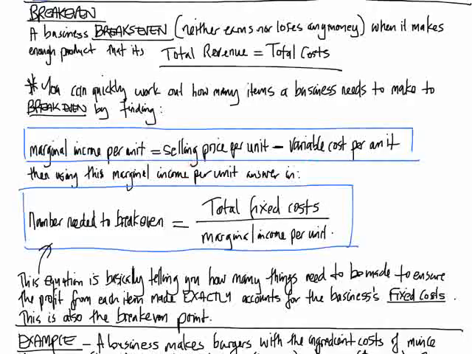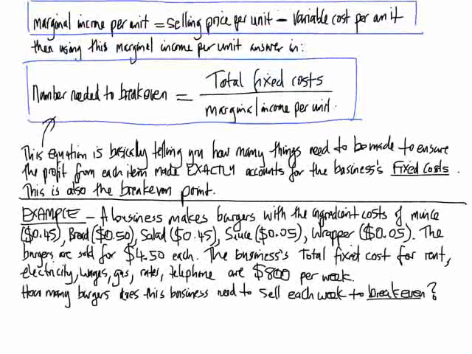Once you've found that out, you can input it into this equation, which will tell you the number of those things you need to make to break even, which is equal to the fixed costs that you've worked out previously divided by however much money you made per unit. And what is this equation here telling you?